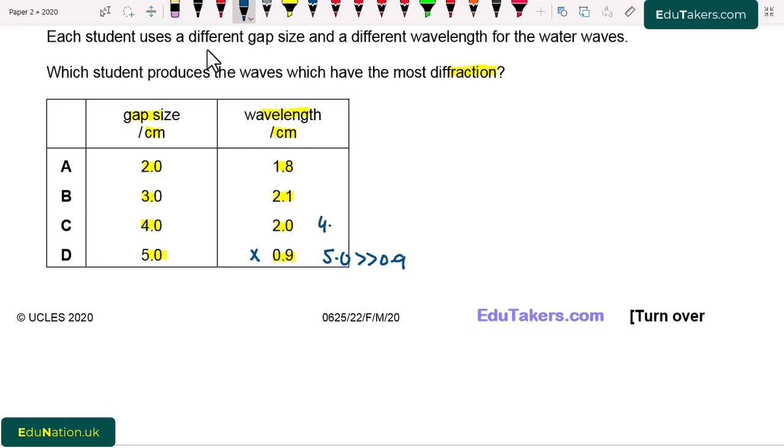Option C is 4.0, greater than 2.0. So it is also incorrect. B, 3.0 is also greater than 2.1, which is incorrect. And the last option is A, which shows 2.0 and 1.8. Both of these are closer. It means that the gap size is comparable with the wavelength. So from here, MCQs A is correct. In the case of gap size 2.0 cm and wavelength 1.8 cm, there will be more diffraction.